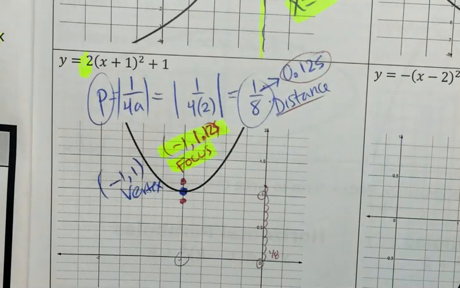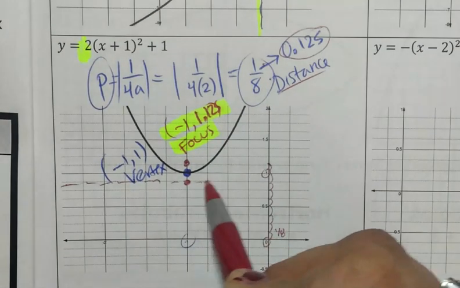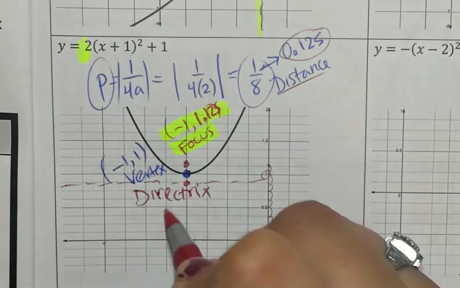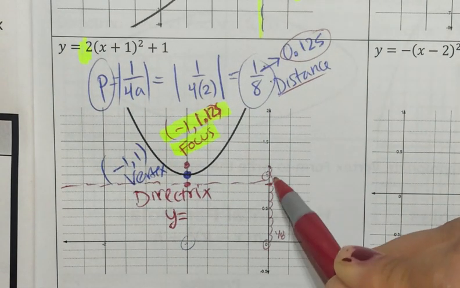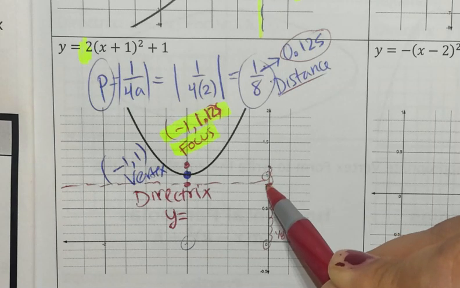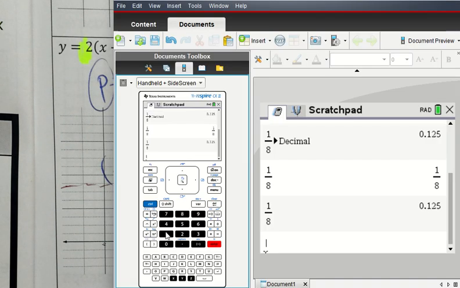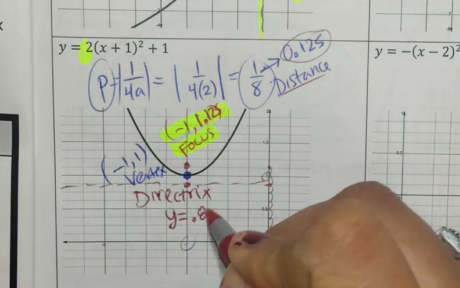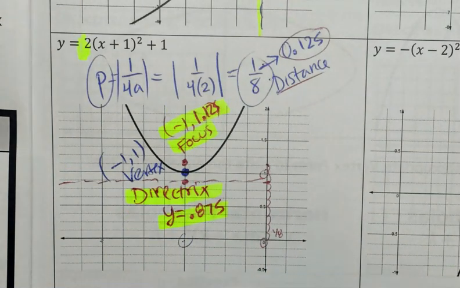Then you have your directrix right underneath, and it's a horizontal line. Because it's a horizontal line, we're going to write y equals, and then we just have to find out what that number is on the y-axis. So it was at 1, and it went down by 1/8. So we can say we decrease by 0.125. 1 minus 0.125 is 0.875. So that's the directrix. The directrix is y equals 0.875.